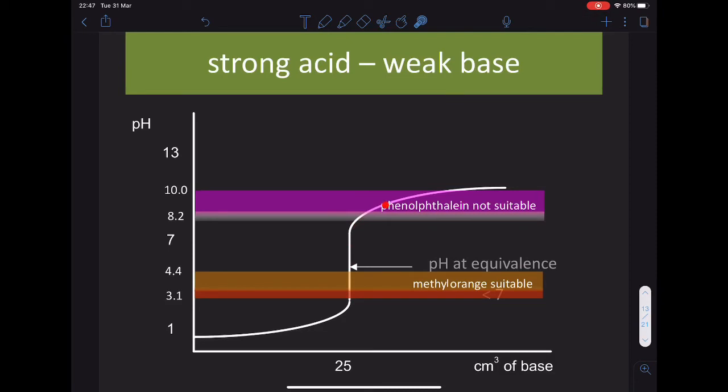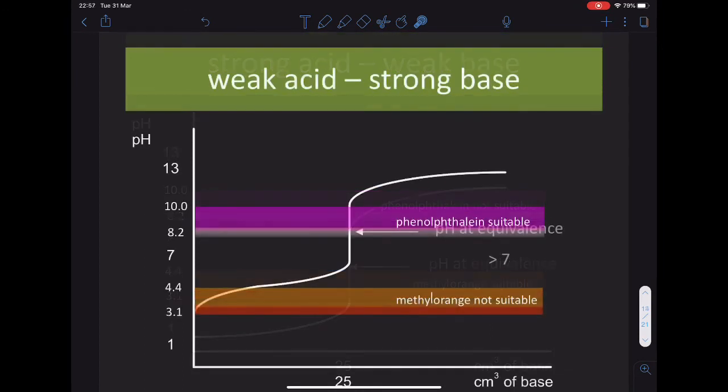And at this point, we are not reading the same volume as that on the equivalence point. The reading we'll get at this pH here will be much higher than the equivalence point. So we're going to get a wrong reading for this titration if we use phenolphthalein. So it's not suitable for this titration.